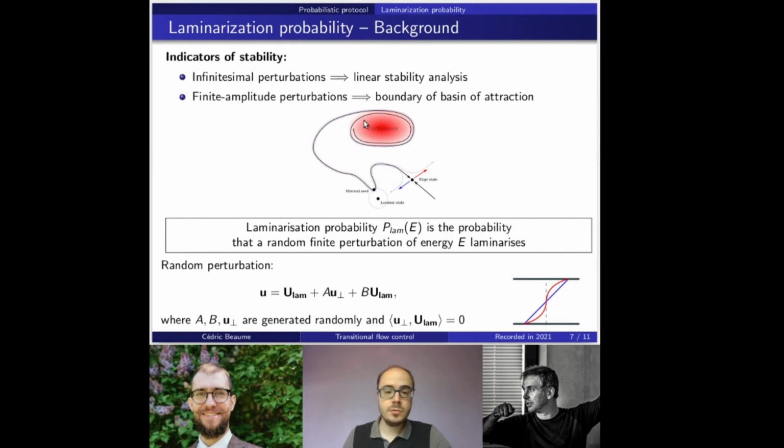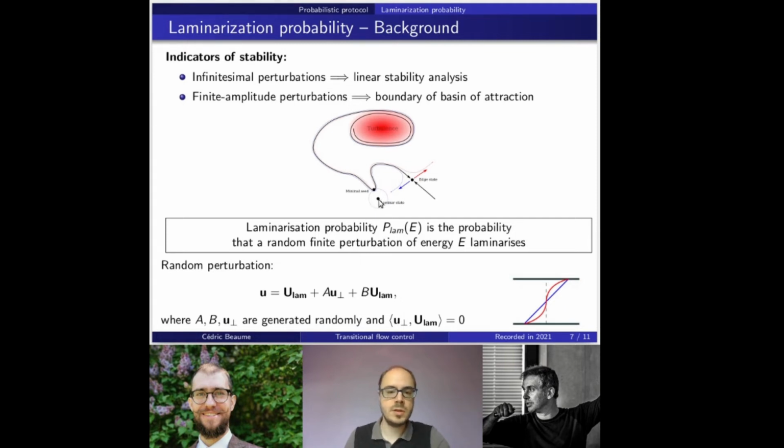It's not so easy to do. In fact, an exhaustive knowledge of it is impossible because we're in infinite dimensions. So what we're going to do instead is try to use probabilistic methods to achieve this goal. What we're introducing here is the laminarization probability. So we're going to be drawing spheres around the laminar state here, spheres determined by a radius. And along this sphere, we're going to be drawing a large number of initial conditions, time integrate them, and determine their laminarization probability.